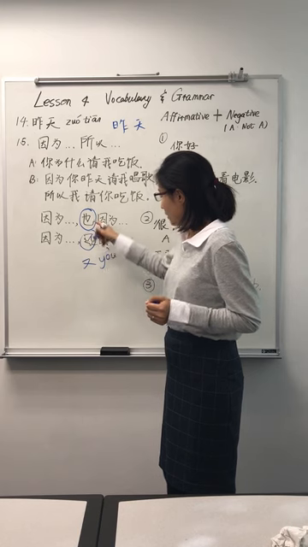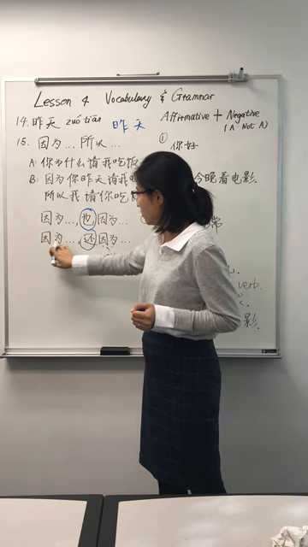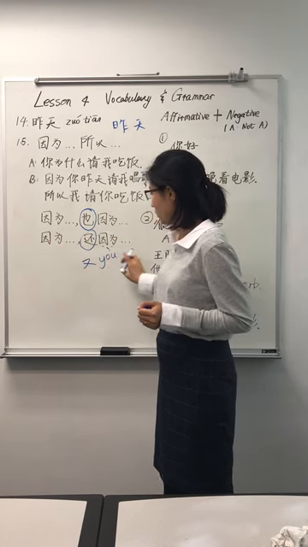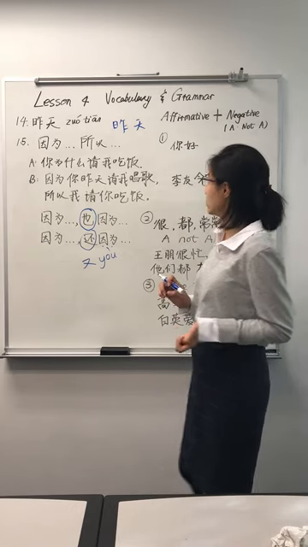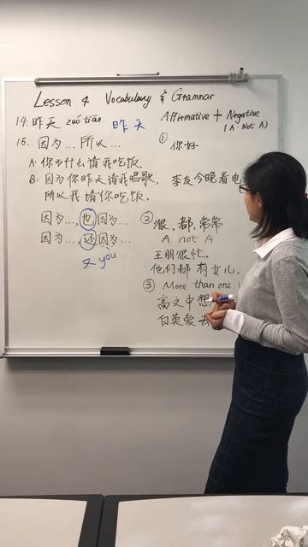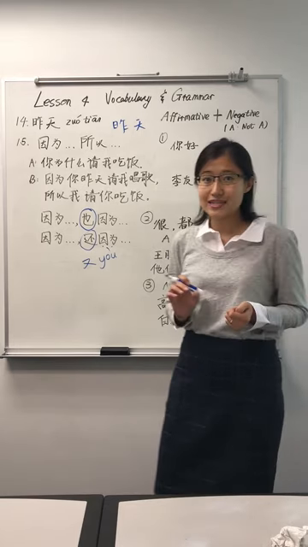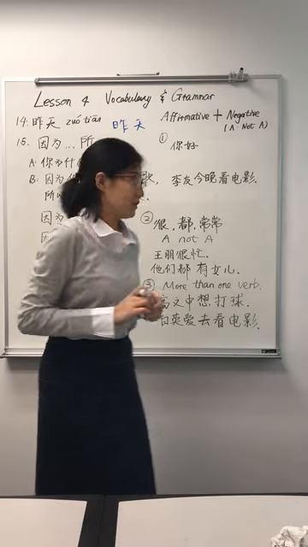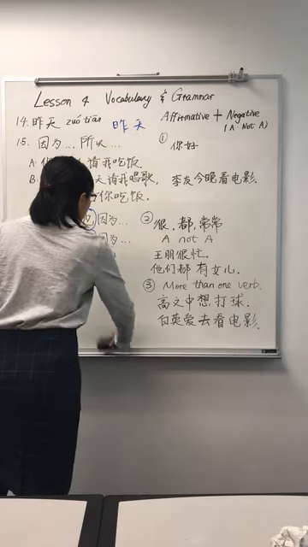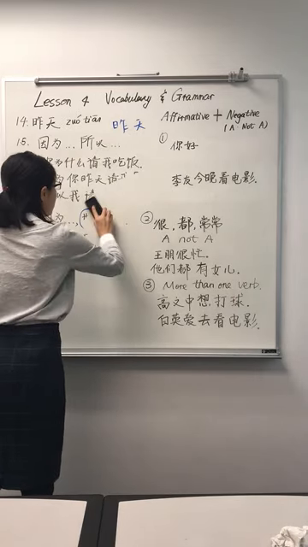They have the same meaning. I can say 因为. Okay, next one, let's do some review. We learned how to make a sentence. If I have a sentence, how to make it a question? First, you can use the question marker, 吗.